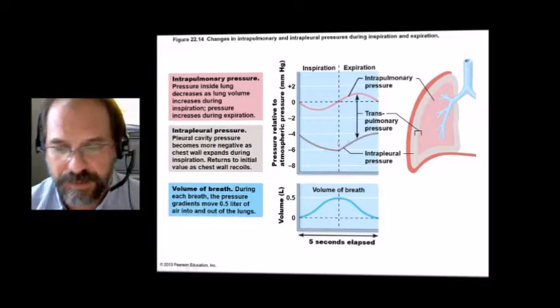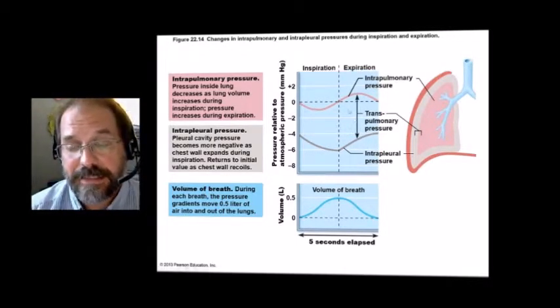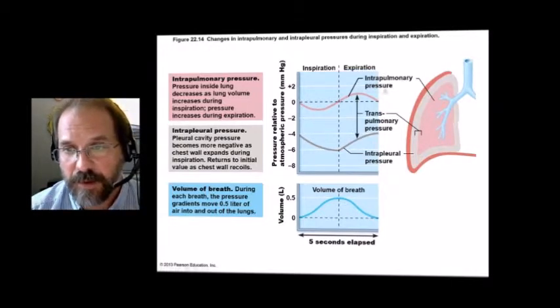This is a nice graph. I don't put this on the test and ask you any essay questions about it or anything of that nature, but I do want you to know this relationship. So here we're showing the intrapulmonary pressure. Remember, that's the alveolar pressure. And it's oscillating between negative 1 during inhalation and positive 1 during exhalation.